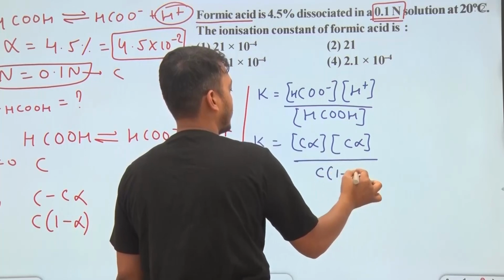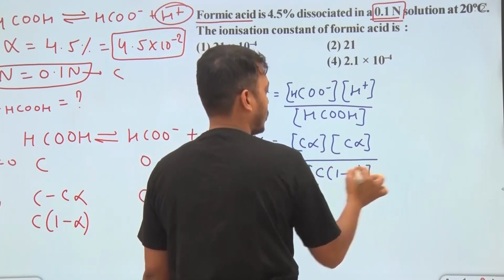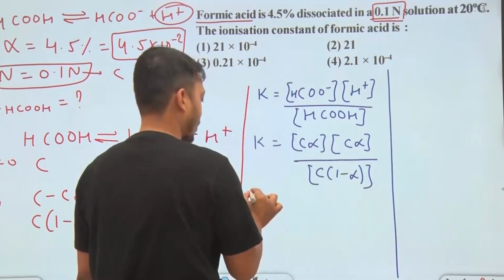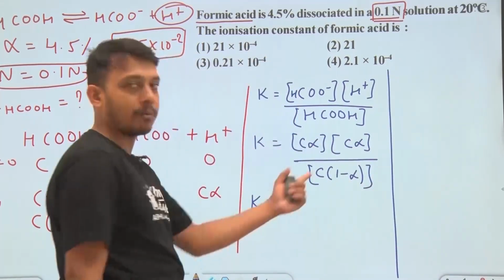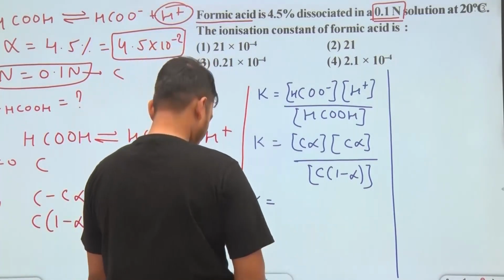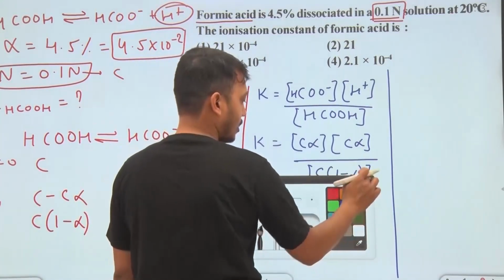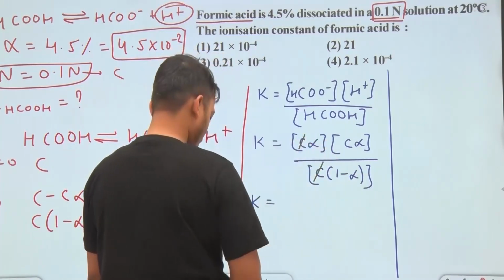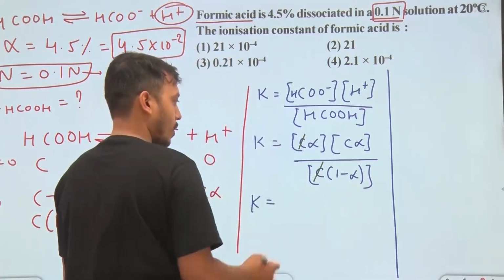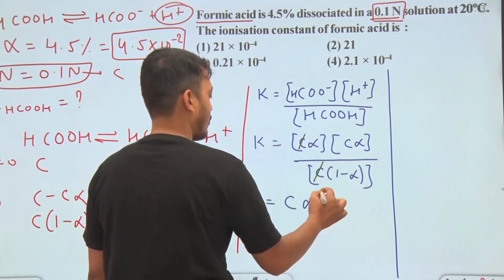upon C(1 minus alpha), and here because alpha is less than 5%, we can neglect it from the bottom side. That is, 1 minus alpha becomes 1, and one C will be cancelled out here. So K is basically C alpha square.